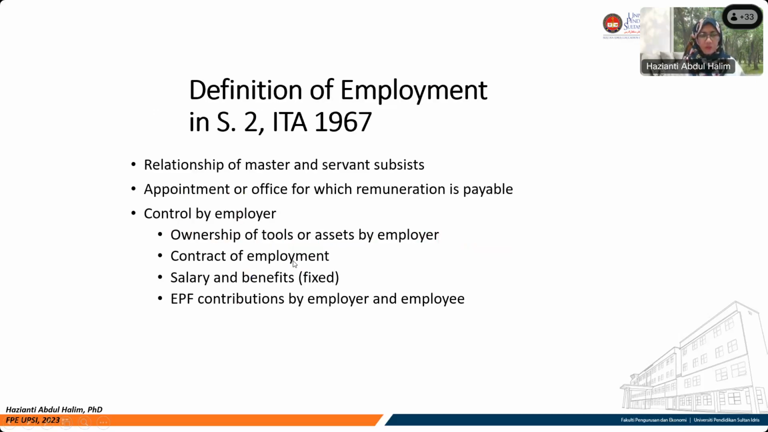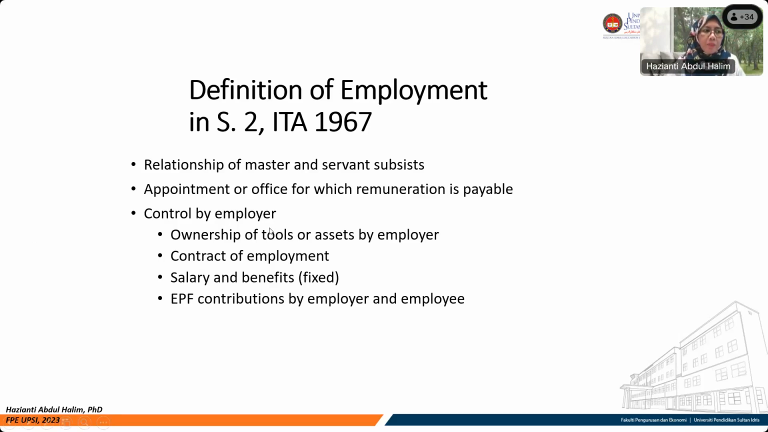All right. So what is employment? Before we can define what is employment income, you must understand what it means by employment. When we talk about employment, we are actually talking about the relationship between what we call a master and servant. So there is a boss and there is an employee. And then the appointment of or office for which remuneration is payable, which means you are being appointed and you will get a fixed remuneration, or some kind of remuneration. And definitely it will be controlled by the employer.